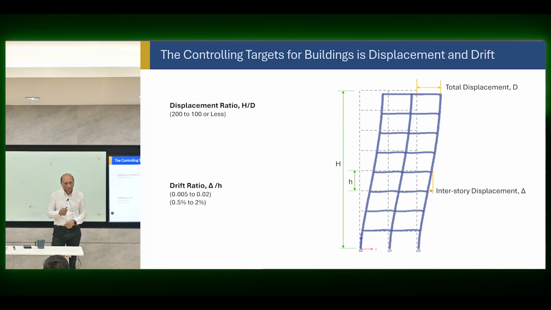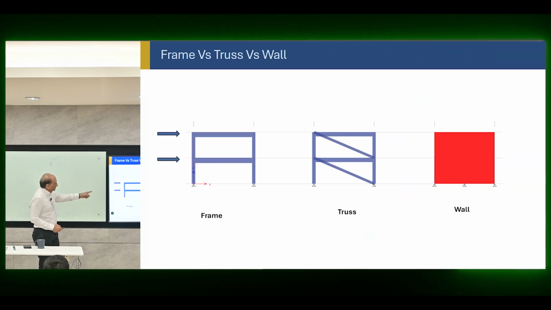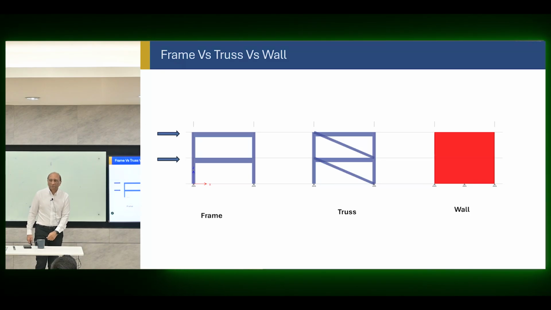So let's see what happens if I take a very simple example and a simple structure. This is what I'm going to compare now. I'm going to compare a frame, a typical frame. It's a 7 meter, 3 meter something, and there is a truss. I just put some diagonals there, and I make a wall of the same height.